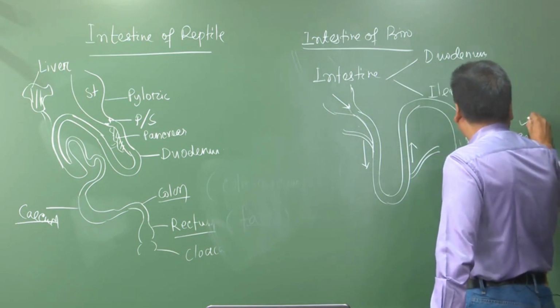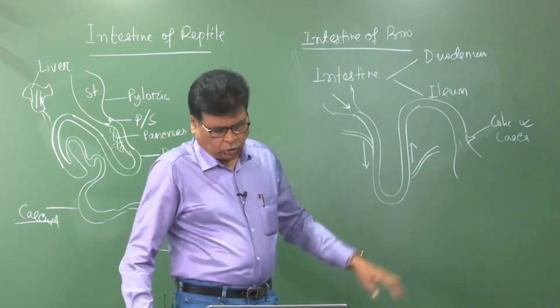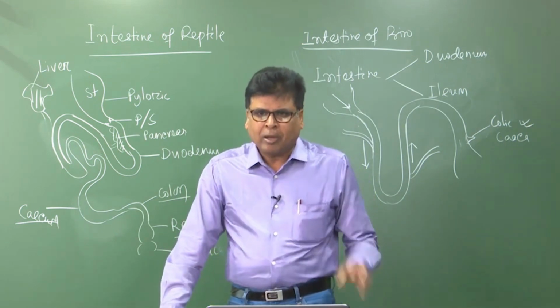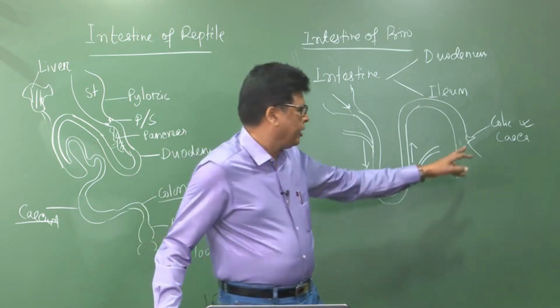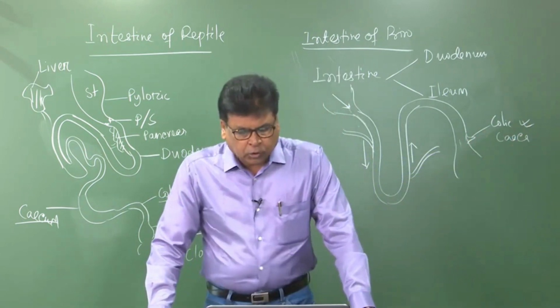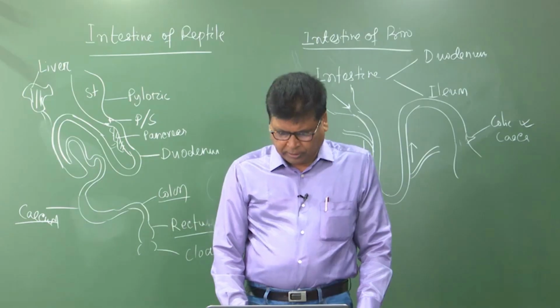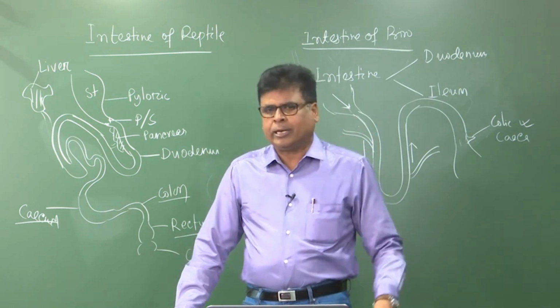So, this is one structure. In case of bird, the large intestine is short, and its separation from the small intestine is marked by a structure that is known as colic caeca. Colic caeca, I have written here. Now in some birds such as ducks, the common duck, the colic caeca are very large in size and also bear villi. So, this is all about the structure of the small intestine of bird.